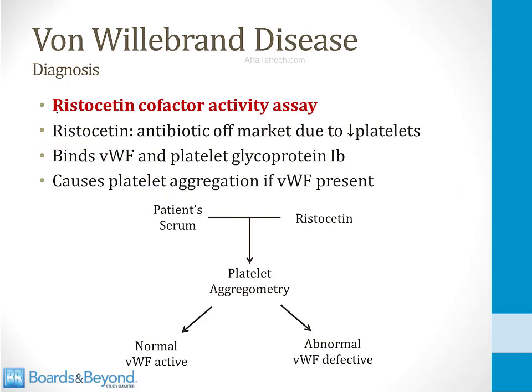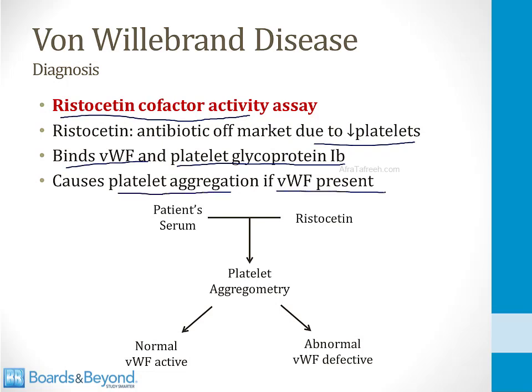One of the tests used to make the diagnosis of von Willebrand disease is called the ristocetin cofactor activity assay. It's also sometimes called a von Willebrand activity level. Ristocetin is an antibiotic that was removed from the market because it caused low platelets. Ristocetin can bind to von Willebrand factor and also to the platelet glycoprotein 1b receptor. The result is that it will cause platelet aggregation if von Willebrand factor is present.